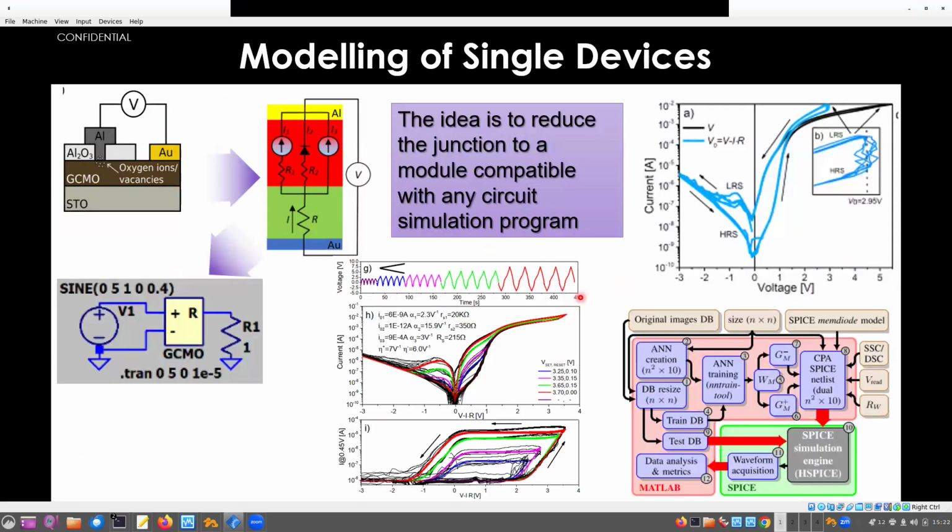We have also done some modeling of the single devices so that we could actually look into and see whether they can be used in actual circuitry, so adding all the other things in the SPICE model. This has been published earlier. So, yeah, sorry.